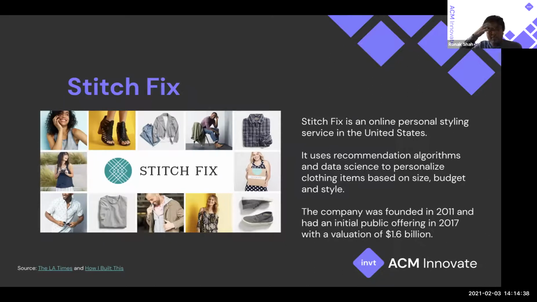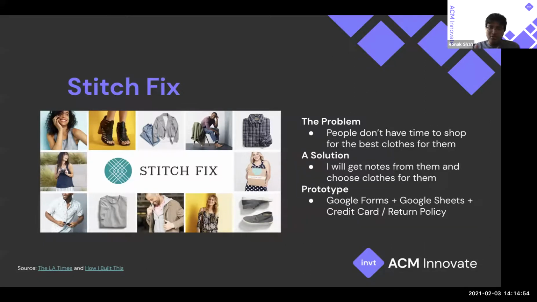And basically the way it works is you send in information about yourself and they will send you clothing items that they think will best match your personality. And if you like them, you get to keep them and you just pay them a fee to keep the items.